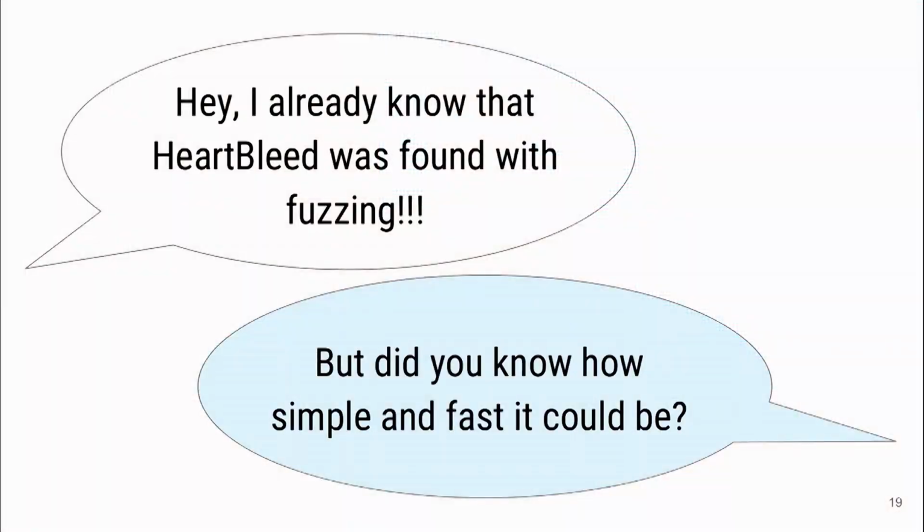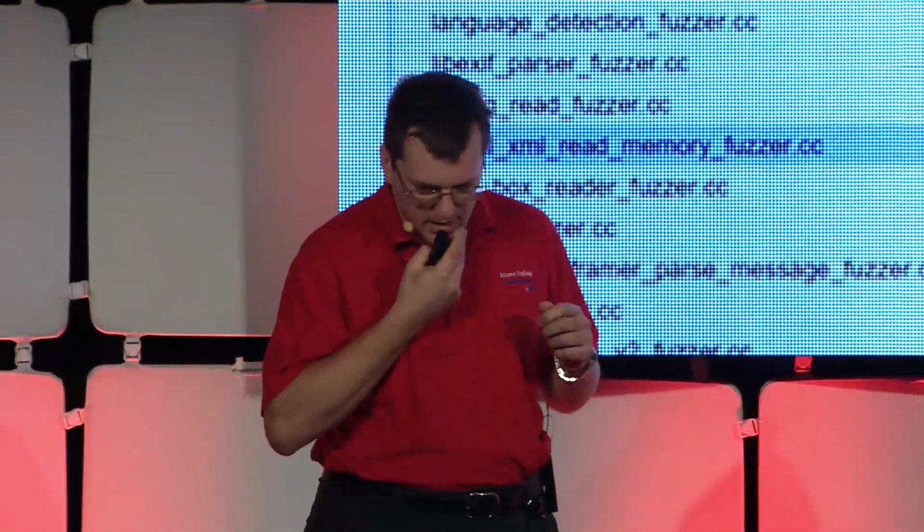Some of you may tell me, hey, that's old news. Of course Heartbleed was found with fuzzing. We all know this. That's not my point. My point is that it is nowadays so simple to make a fuzzer for OpenSSL, and it will find this bug so fast. You've seen a few seconds on this laptop. So there is no reason not to use fuzzing.